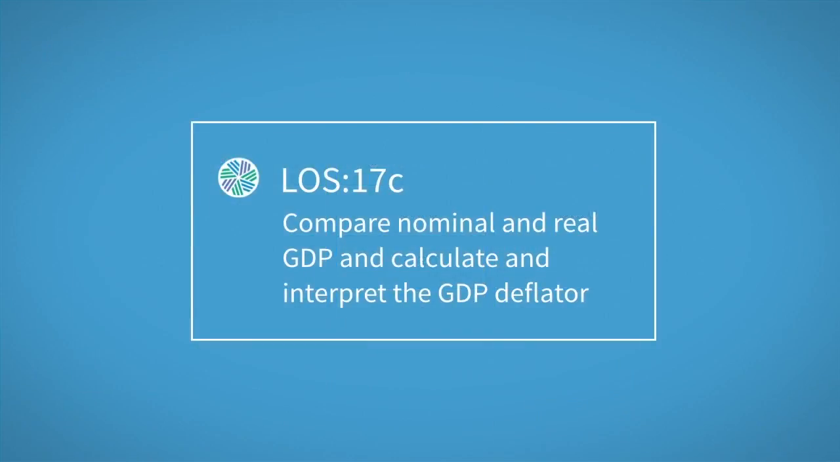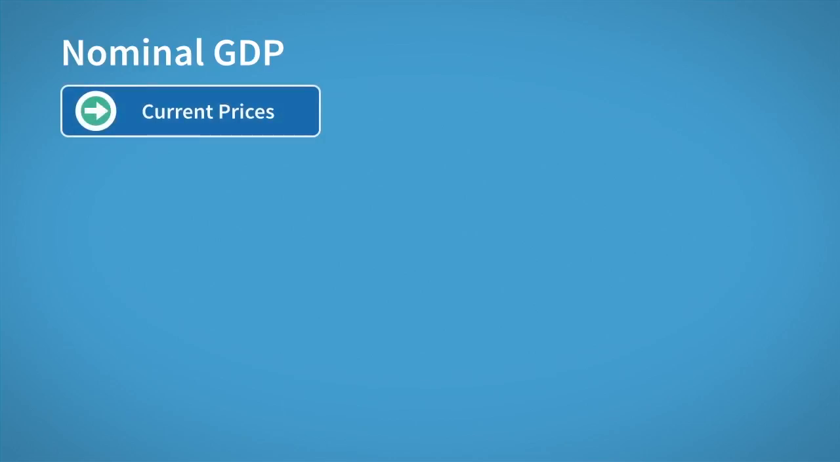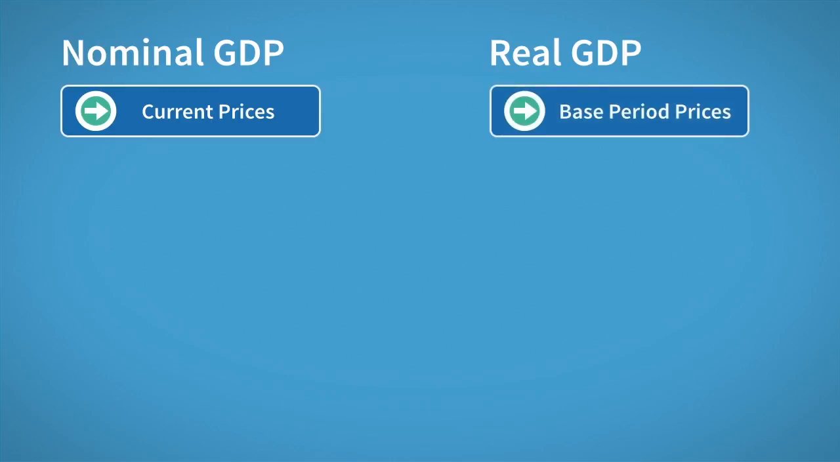Next, we will compare nominal and real GDP. Nominal GDP is all about calculating the value of final goods and services produced by an economy using the prices of the current time period. Real GDP takes the quantity of final goods and services produced within this time period and calculates GDP based on the pricing structure of a base year.